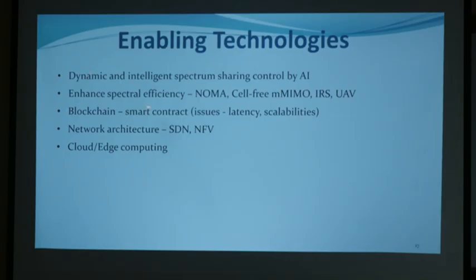Hopefully blockchain, with smart contracts, is one of the technologies introduced. This may be needed to give spectrum on the fly. So smart contracts using blockchain may be another interesting topic for dynamic spectrum allocation. For network architecture, SDN and NFV, network function virtualization, research also needs to be enhanced in 6G, and cloud and edge computing will also be enhanced in the 6G scenarios.